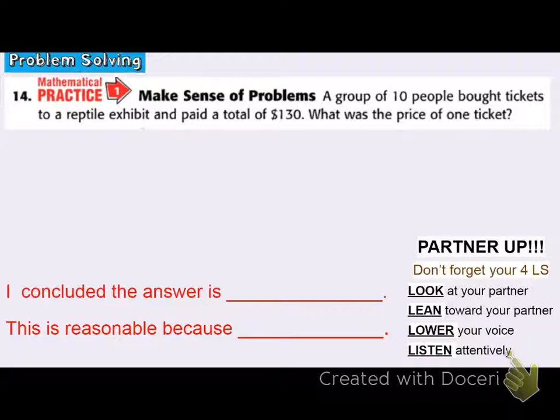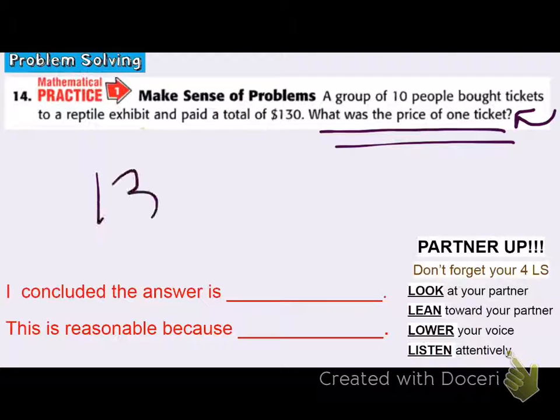What was the price of one ticket? Well, here's a question. Any question mark tells me I better answer. How much did one ticket cost? Well, $130 was the price they paid. But how many people paid that? Well, $130 was actually split into 10, because there's 10 people going to the exhibit, that's 10 groups that had to pay, or 10 people had to pay.